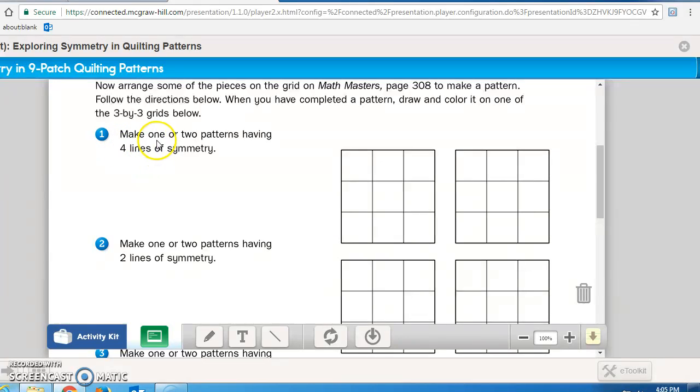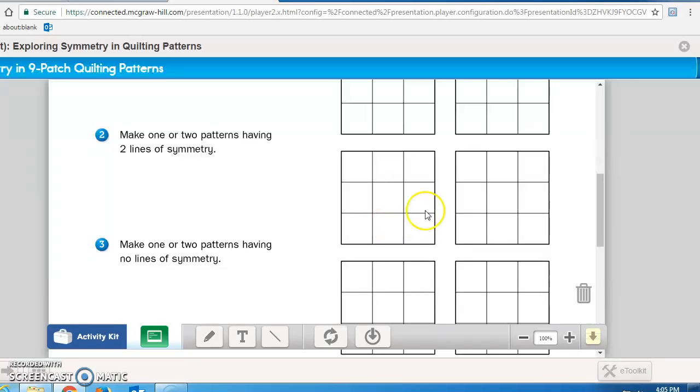So it says make 1 or 2 patterns having 4 lines of symmetry. You're going to do that here. Then you're going to make 1 or 2 patterns that only have 2 lines of symmetry. And you're going to do that here. And finally, you're going to make 1 or 2 patterns having no lines of symmetry. And you will do that here.